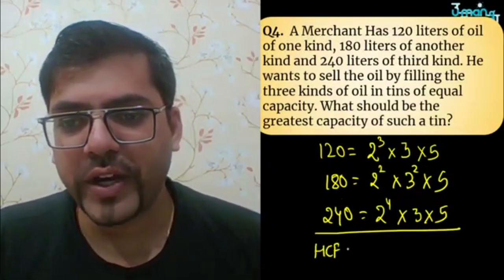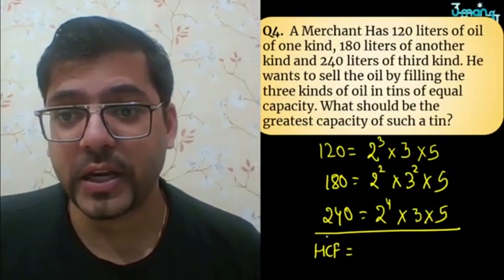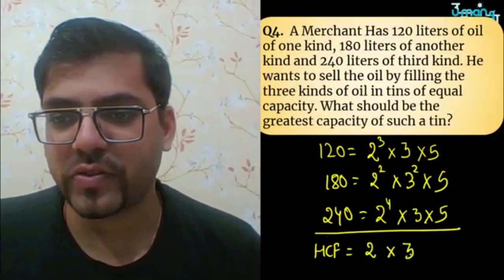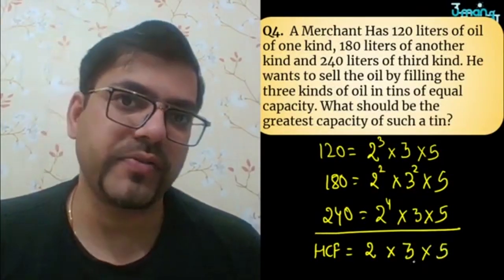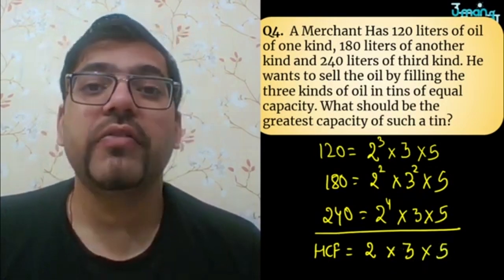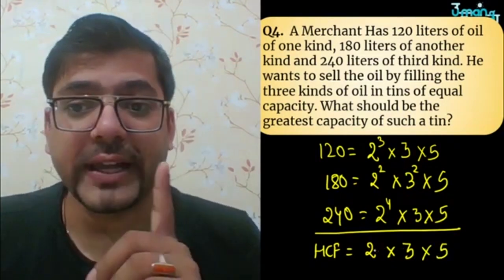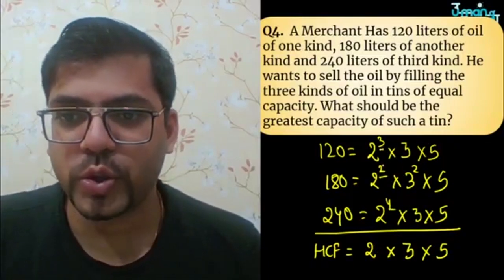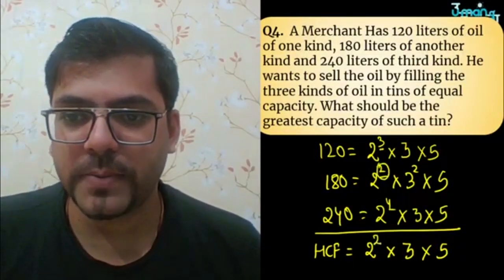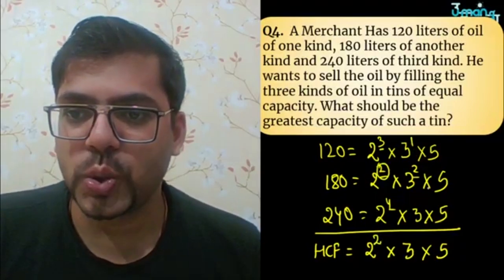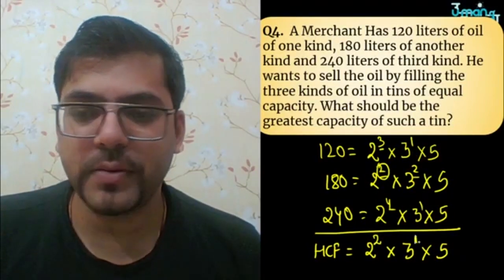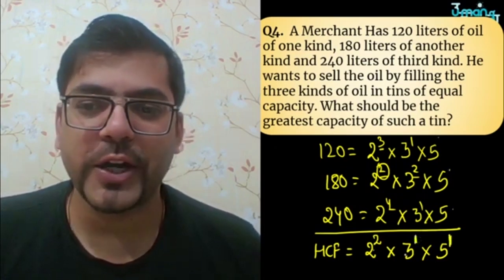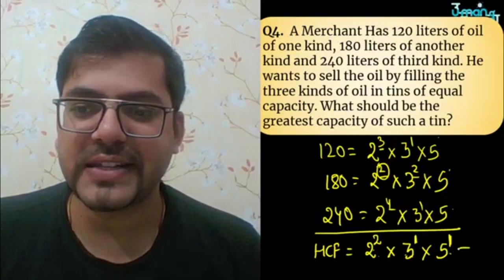For HCF we know we take common prime factors. I'm again repeating, for HCF we take common prime factors. So 2 is a common prime factor, 3 is a common prime factor, and 5 is a common prime factor. After that we take the lowest power of the prime factors. So here power 3, power 2, power 4, so lowest is power 2. Power 1, power 2, power 1, so lowest is power 1. 1, 1, 1, so lowest is 1. So you have got 2 square into 3 into 5. 4 threes are 12, 12 fives are 60.